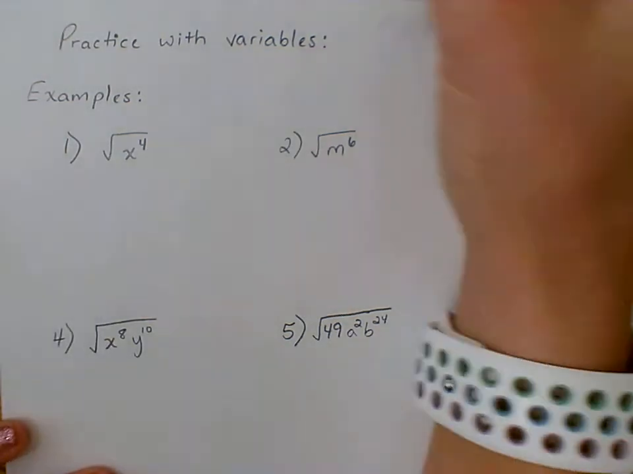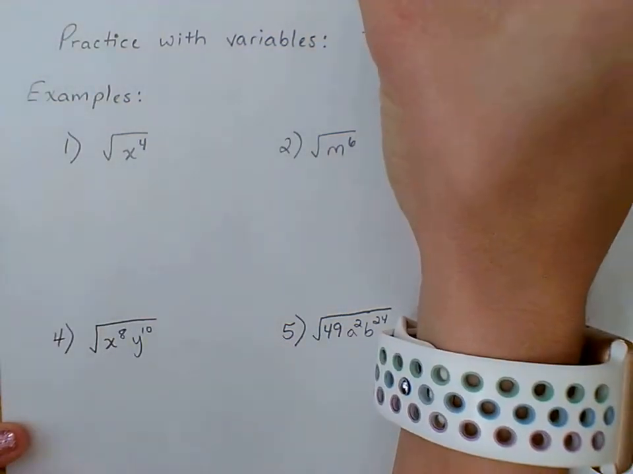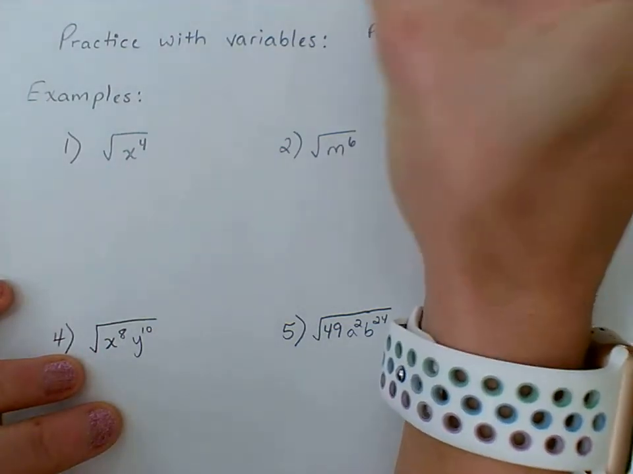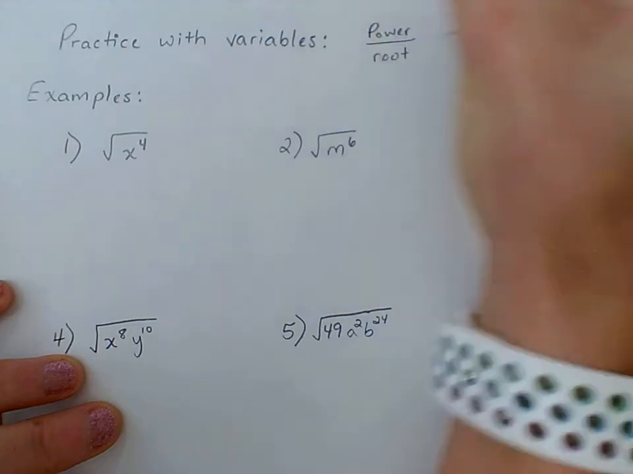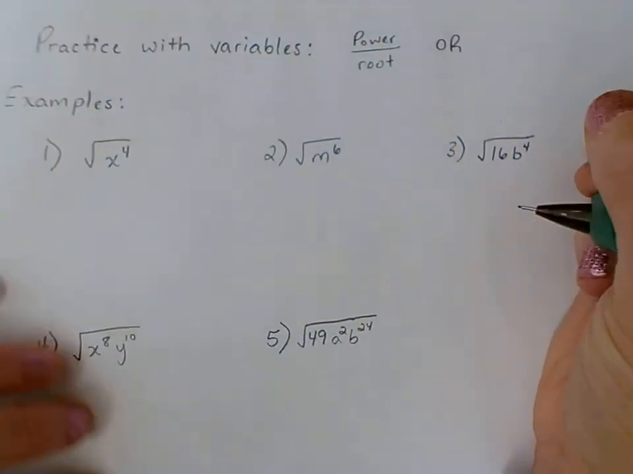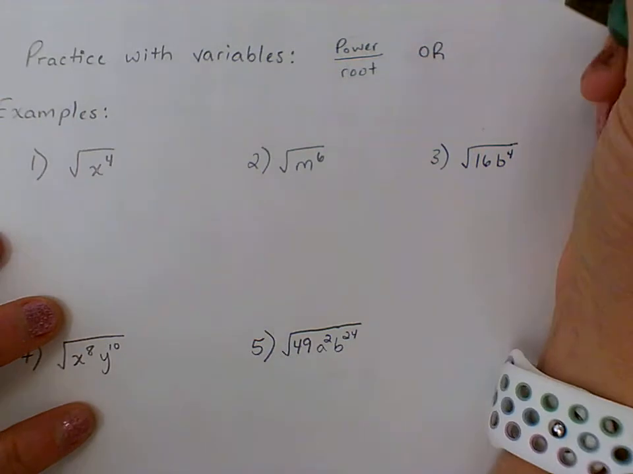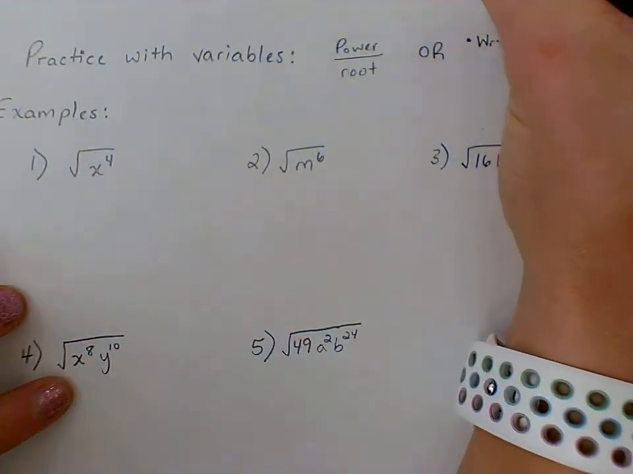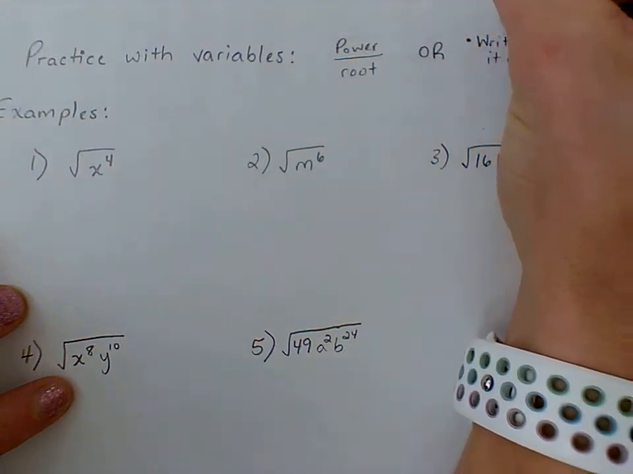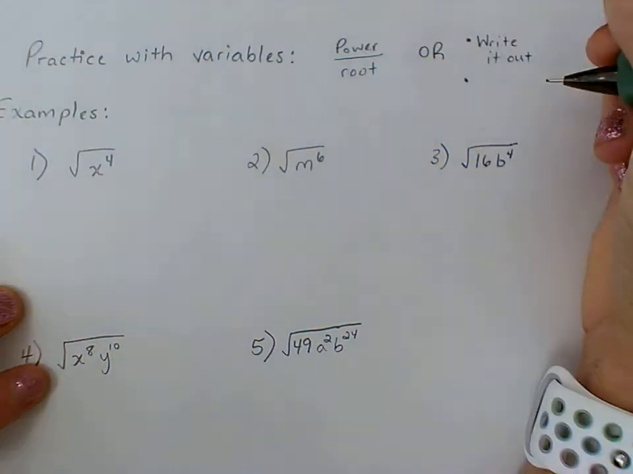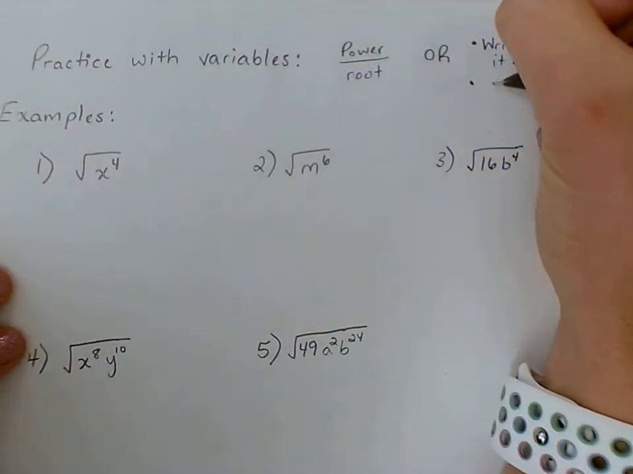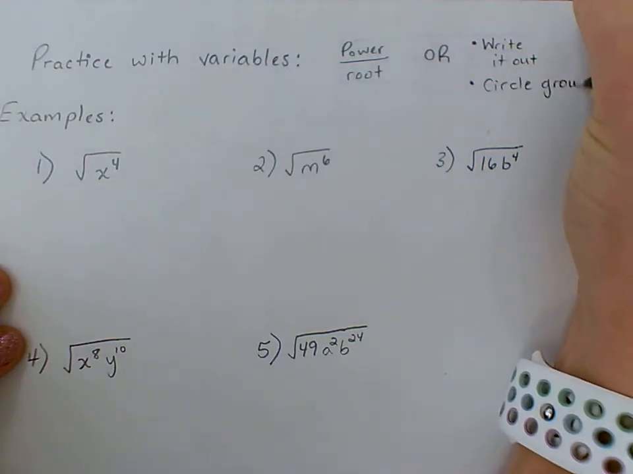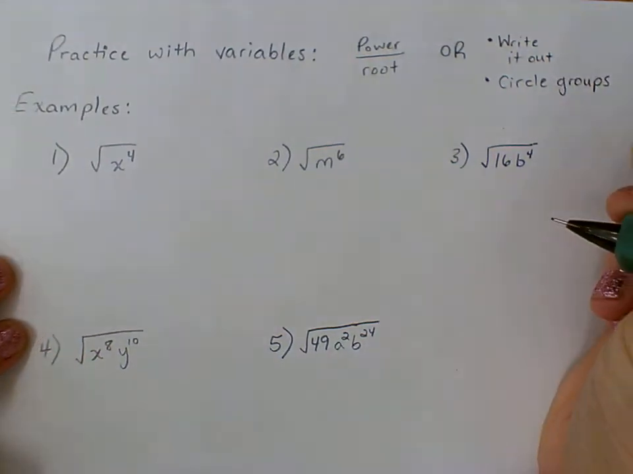Number one, when you have a variable under the radical, you can think power over root, and I'll talk about that in a second. The other way you could do these problems, if you have to take the square root of a variable, is you could write it out. This has some steps to it. You write it out, and then you find groups, or circle groups. I'm going to explain both ways, and then you can choose whichever way works for you, okay?